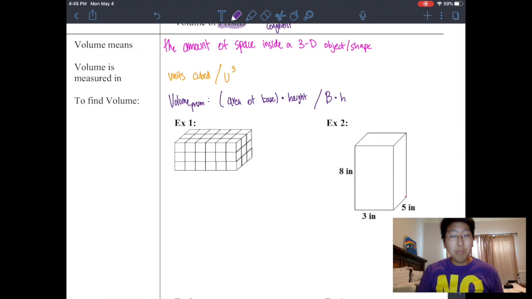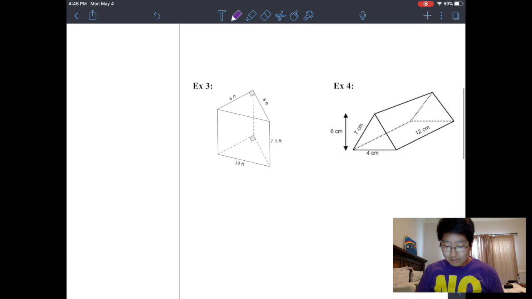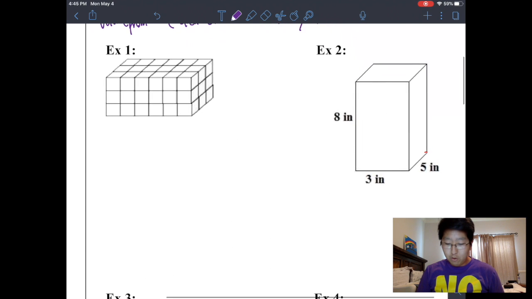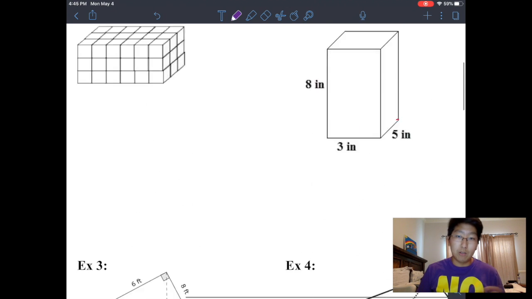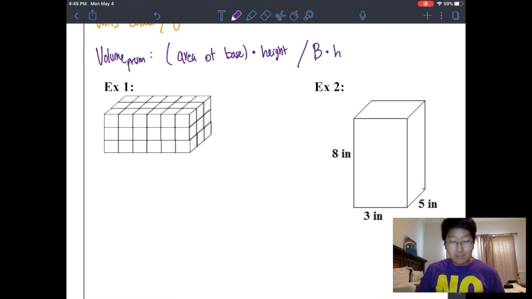So here we have a couple of examples. We have 4 examples in total. The first 2 are going to be rectangular prisms, meaning that the bases are in the shape of a rectangle, and the second 2 examples are triangular prisms, meaning that the bases are triangles. So let's look at this first one and find the area of the base.